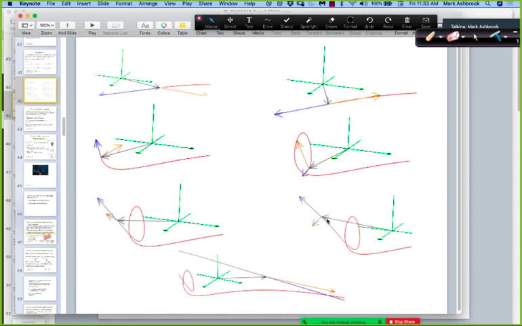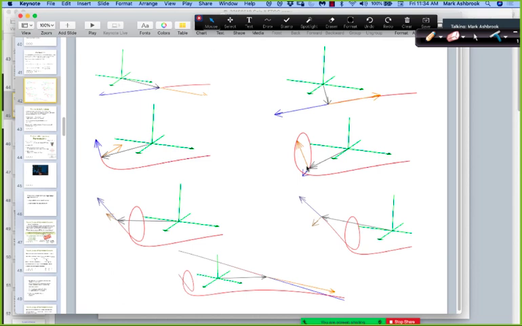Okay, what about here? This one, last one. Mostly doing what? Looks like turning. Mostly turning, but not turning very much because it's a small vector, right? So the normal acceleration looks small. So we're just turning a little bit. And what about speeding up or slowing down? Not really, right? So it seems like most of the acceleration is in the direction of N. So a little bit of turning and zero slowing down or speeding up.